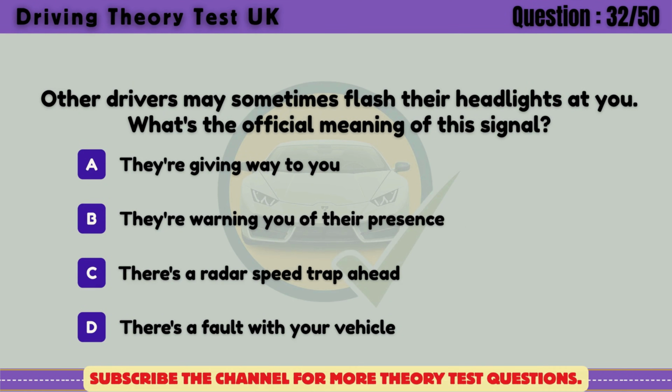Question 32. Other drivers may sometimes flash their headlights at you. What's the official meaning of this signal? Option A. They're giving way to you. B. They're warning you of their presence. C. There's a radar speed trap ahead. D. There's a fault with your vehicle.